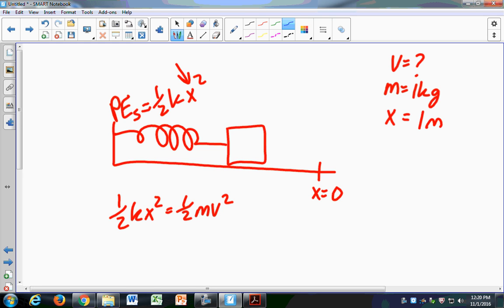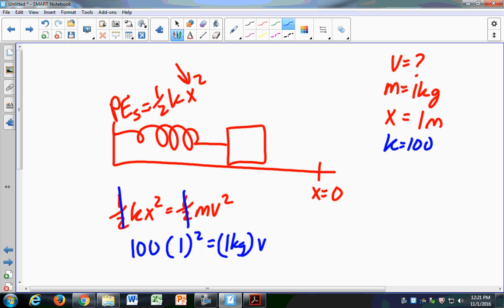And then I should be able to solve this. Get rid of my halves, they cancel. We also need to know our k value. Let's say k is 100. So we get 100 times 1 meter squared equals 1 kilogram times v squared. And so that's v equals 10. Okay? You will have a spring dealing with elastic potential energy.